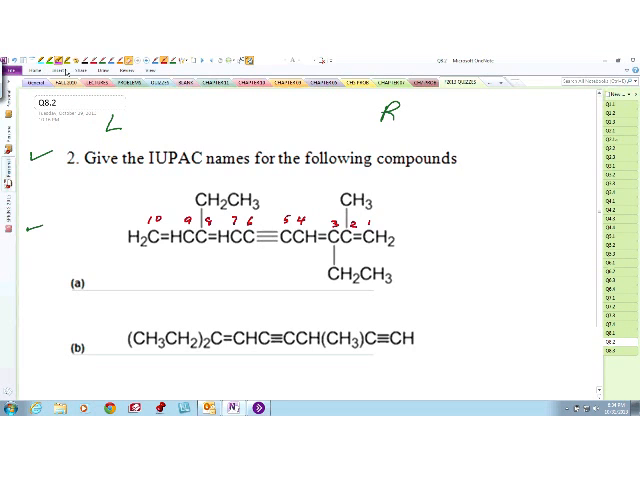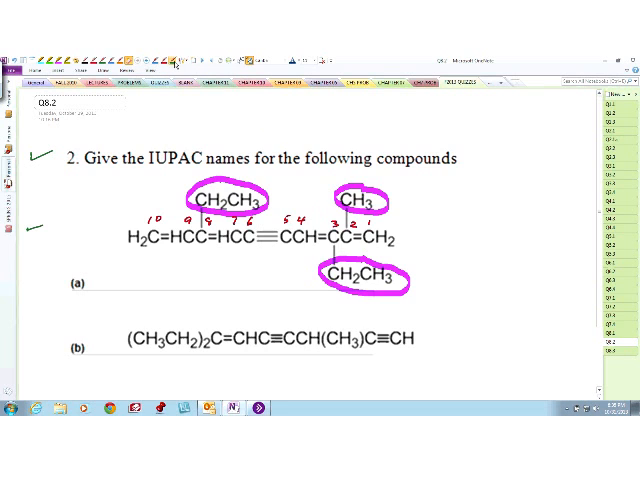So what that tells us is that we have substituents. The methyl is a substituent on carbon number 2. The ethyl is a substituent on carbon number 3. And this other ethyl is a substituent on carbon number 8. So what would be the name for this? Of course, because we have an alkene and also a carbon-carbon triple bond, we have to name this as an alkene first. Let us give this a try.